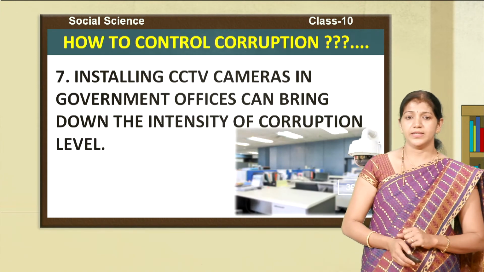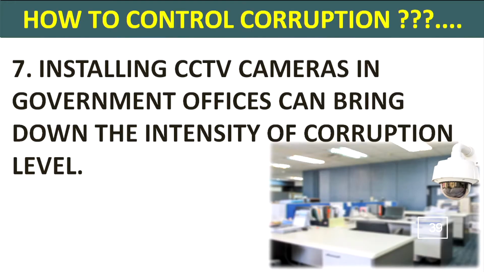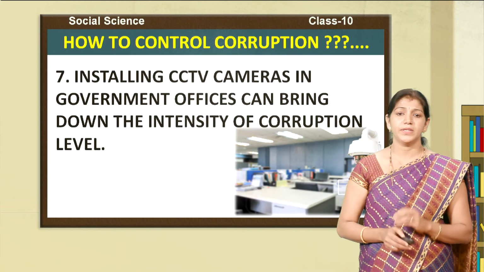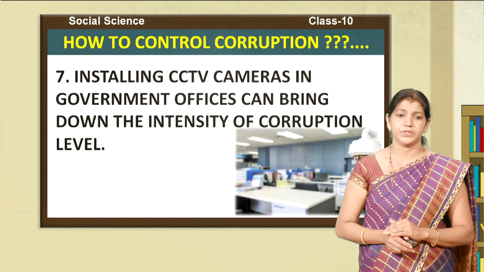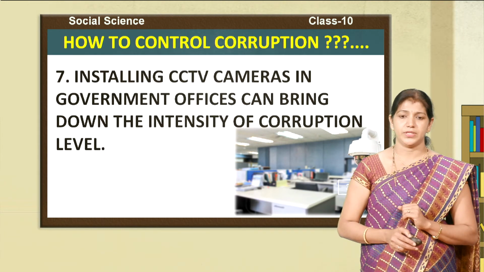Next is installing CCTV cameras in government offices. It can bring down the intensity of corruption. CCTV camera installation is also one of the measures to avoid corruption. It brings down the level of corruption in society.